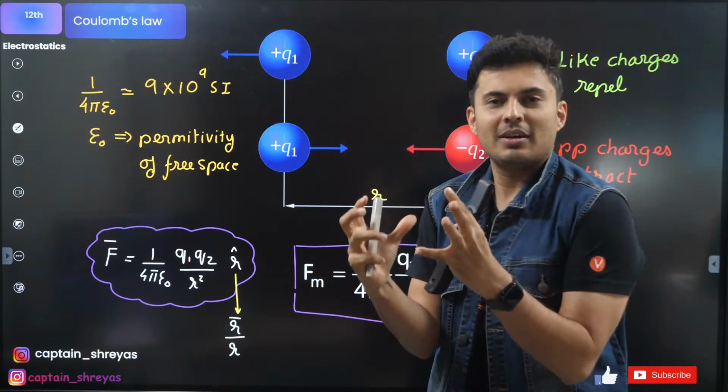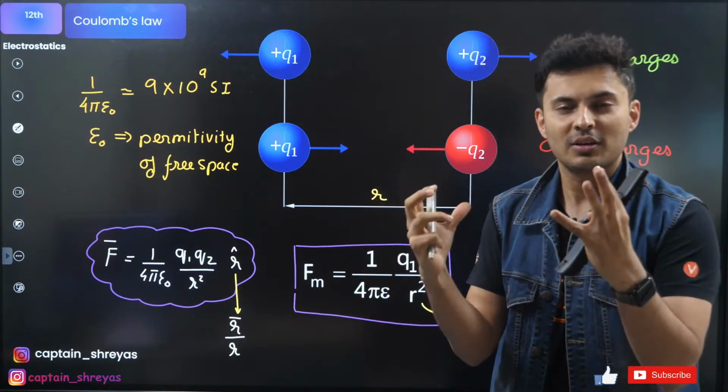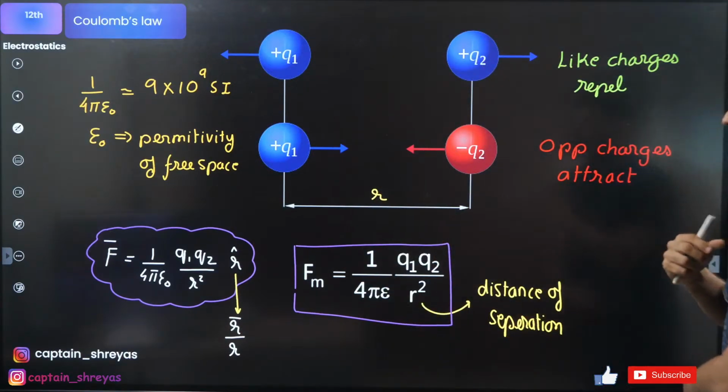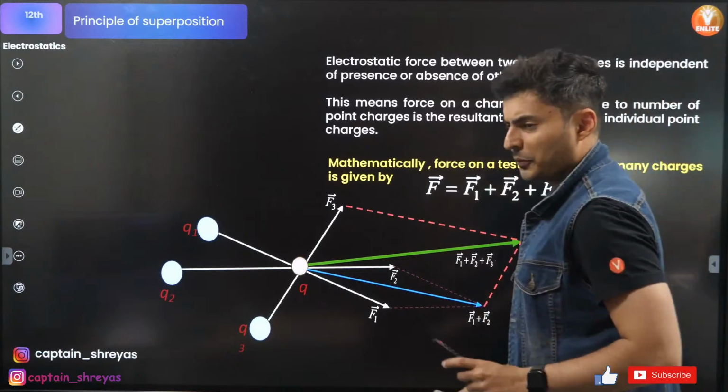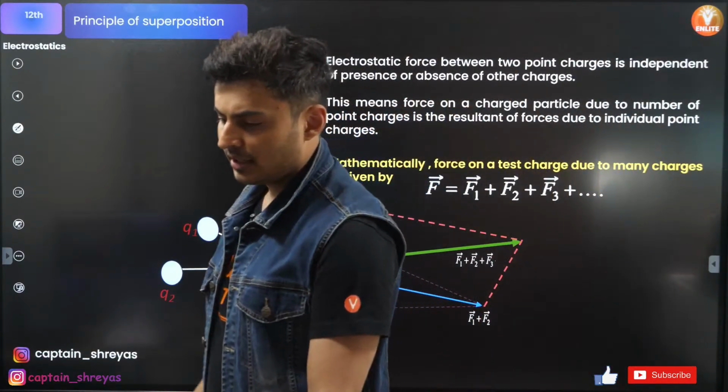When you bring them closer, the force will be much stronger. So that's the beauty of this. Now, force is a vector quantity.